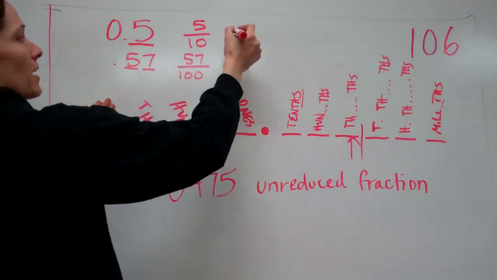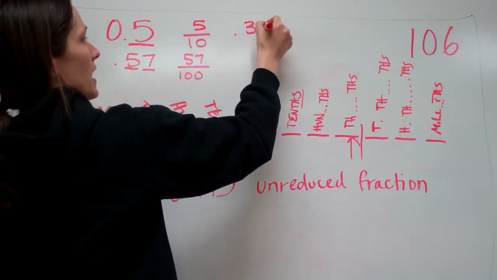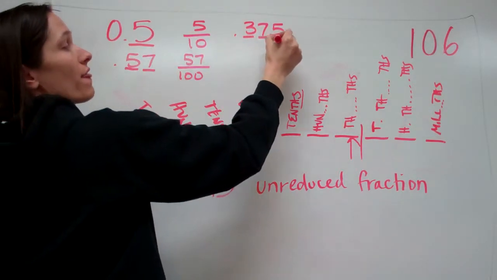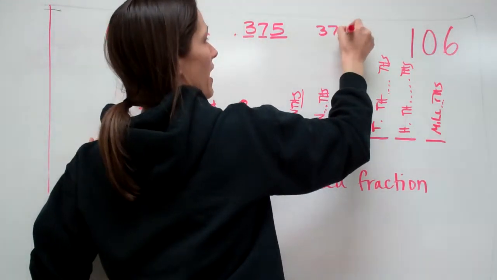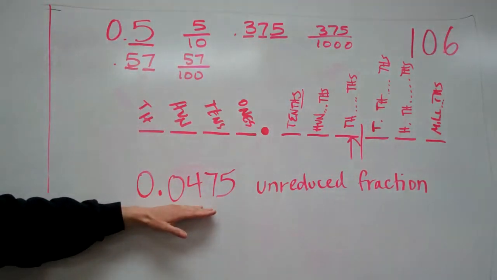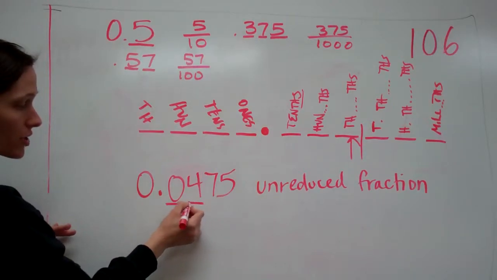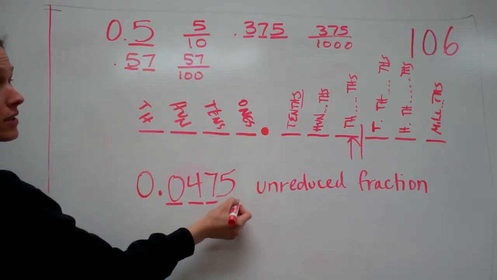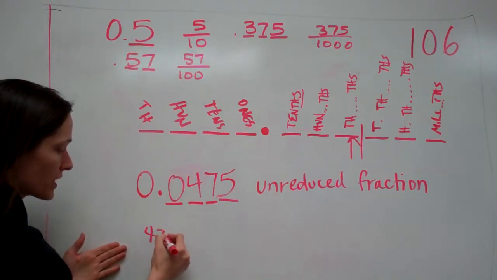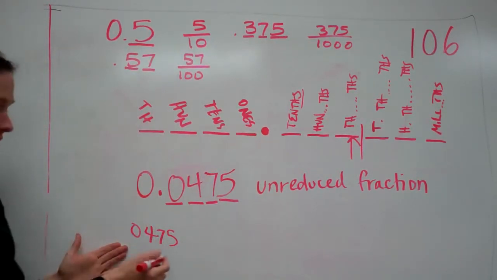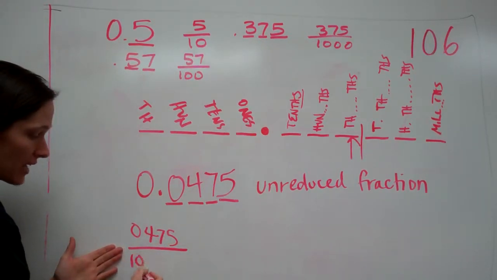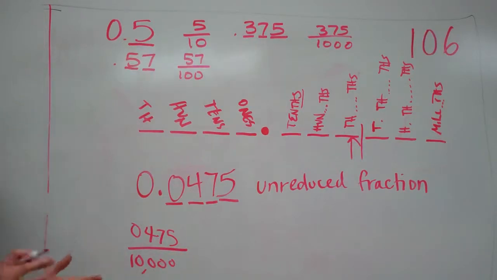What if I said 0.375? If that's in the 1,000 spot, is it 375 over thousandths? So I would say 375 thousandths. Okay, but this one, tenths, hundredths, thousandths, 10,000ths. So I would put 475. If you want to put the 0, you can. It still has the value of 475 over, what did I say? 10,000ths. That's a lot.